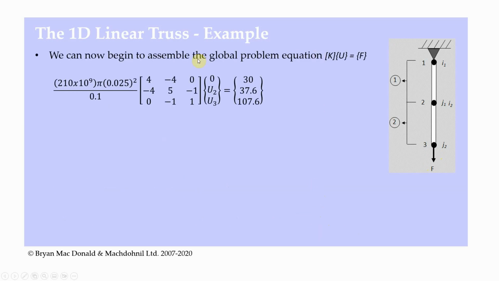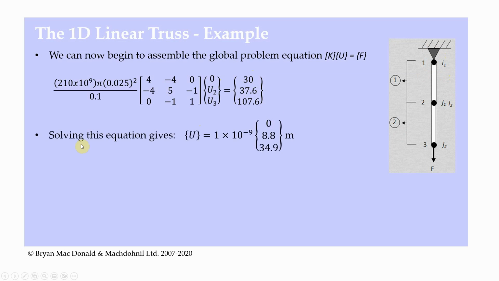We can now begin to assemble the global problem equation. So I've got K times U is equal to F. There's my K, my stiffness matrix. There's my F that I just worked out in the previous slide. And now I have my U, so I've got U1, U2, and U3. But if I go to the problem again and look at node number 1, that's constrained or held. It can't move; it's got a grounded constraint on it. So U1, or the deflection of node number 1, is going to be 0. So I put a 0 in there, and that allows me to solve that problem.